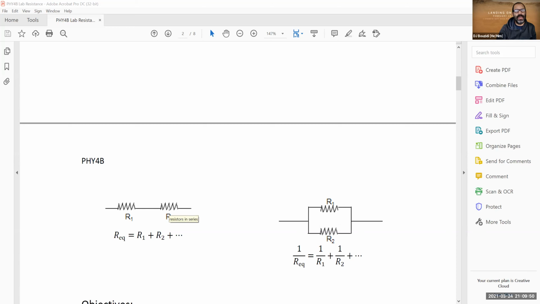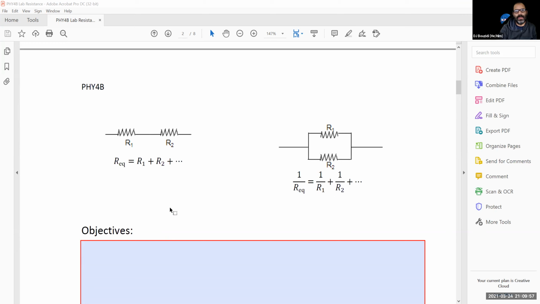When you put them in series, the equivalent resistance is bigger than the biggest of them all. So basically, that is how you can remember these things.